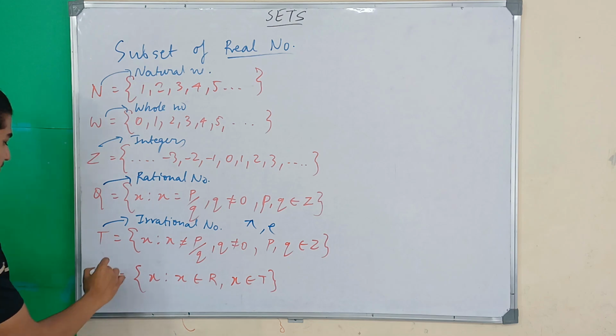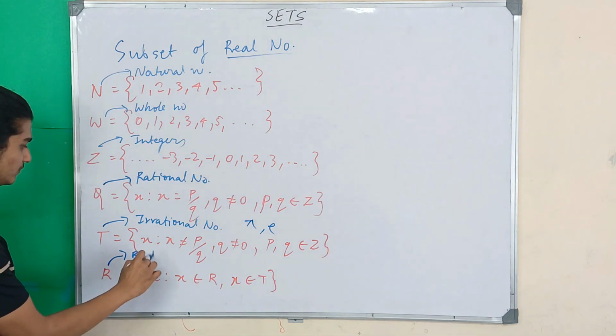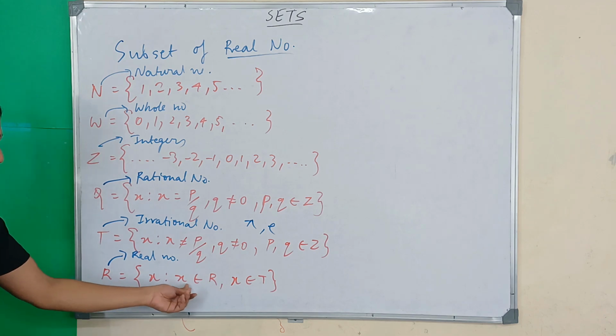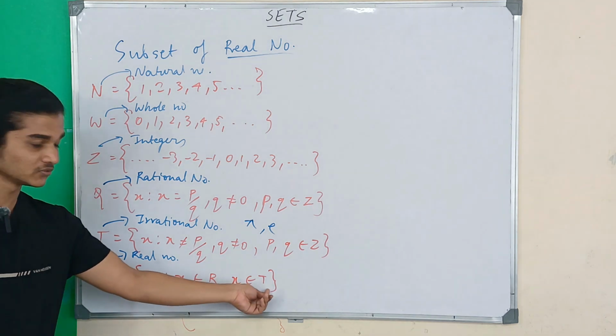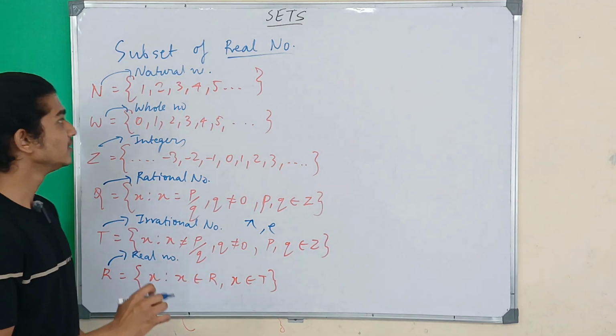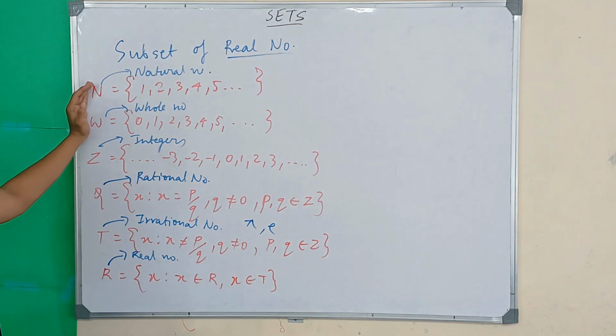So the next one is R, which is real numbers. Real numbers are basically rational plus irrational. So the set of all x such that x belongs to rational or x belongs to irrational. So T is the denotation for irrational numbers. Please remember that. Now here we can form some subsets.